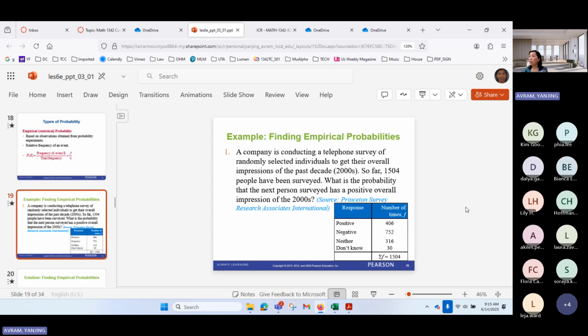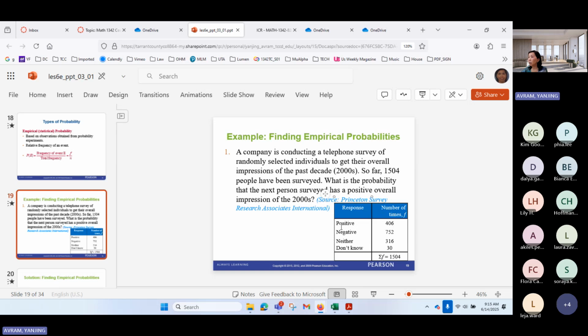Okay. So look at this one right here. This is the company response: a company conducting a telephone survey randomly selects people to get an overall impression of some kind about 2000s. Then you have positive, negative, neither, do not know, and they surveyed 1,504 people, and that is the real outcome response, right?